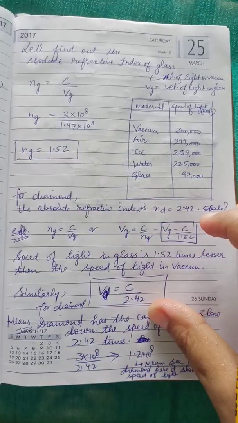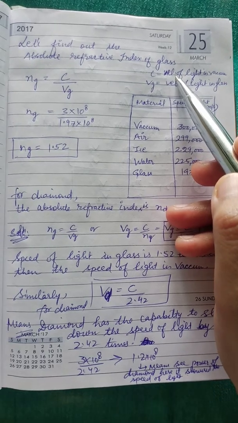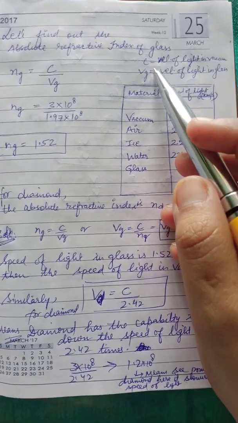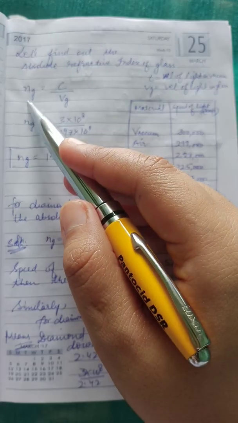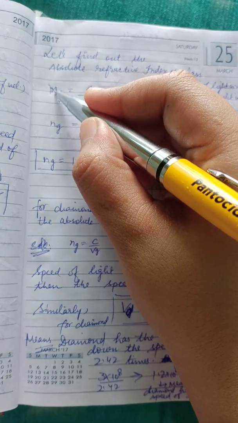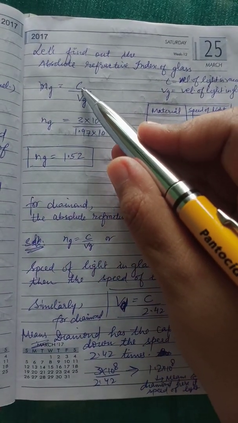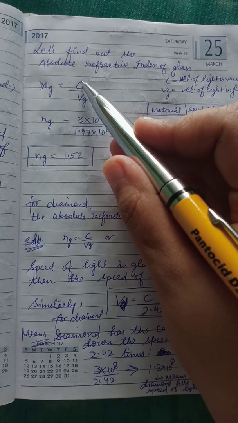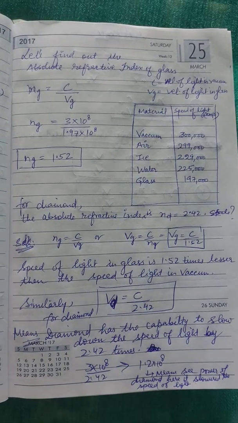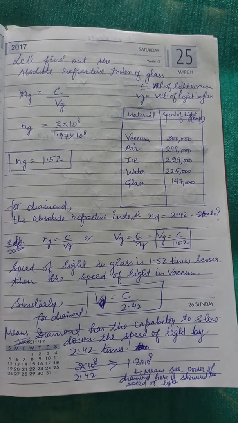Okay, now let's find out the absolute refractive index of glass. For finding the absolute refractive index of glass, we know the formula. Right now we have considered that absolute refractive index can be calculated by small n. So small n here is equal to c, that is the ratio of speed of light in vacuum, that is c, to the speed of light in glass.